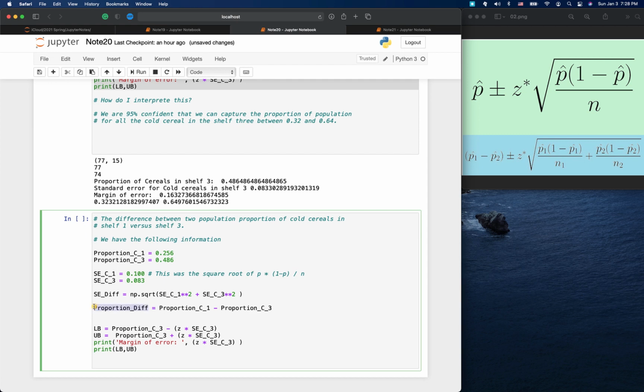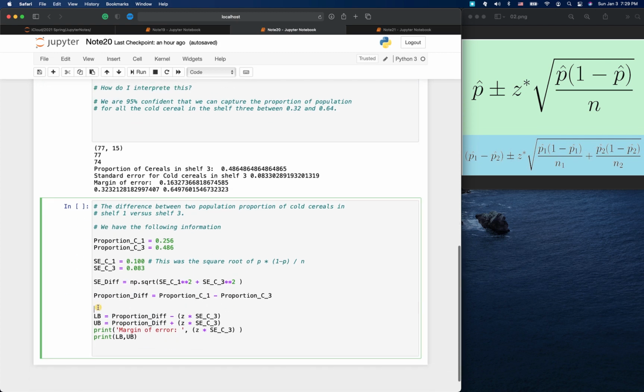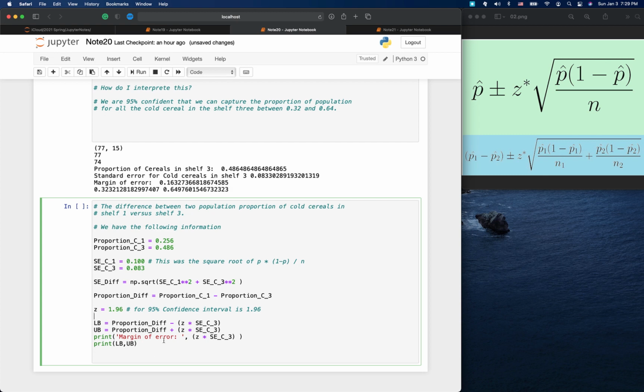I'm going to choose the proportion difference minus or plus, like the formula here, then Z star, which is this one, and instead of standard error, I have to have the standard error of difference. Oh, actually, that's good, that's okay. Okay, so let's see.